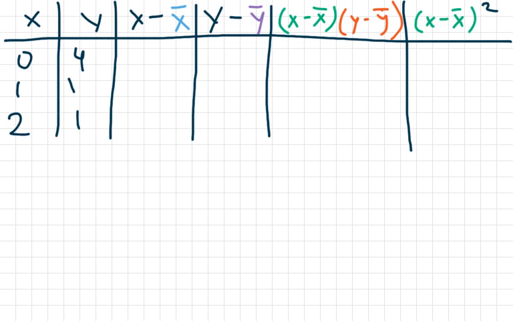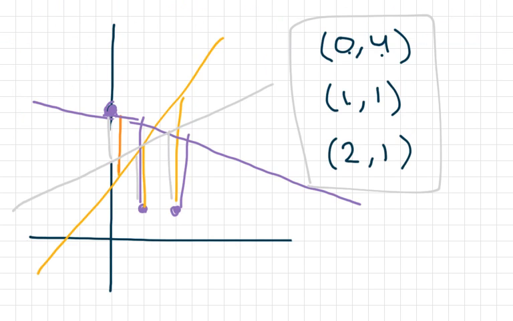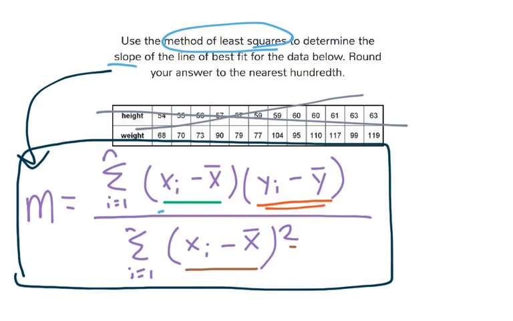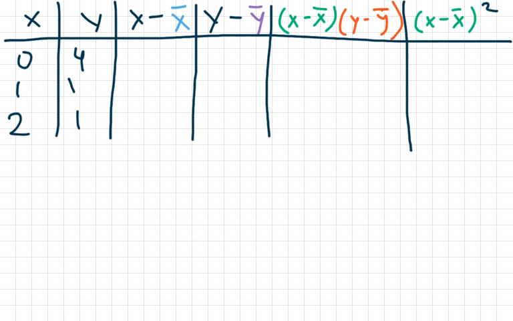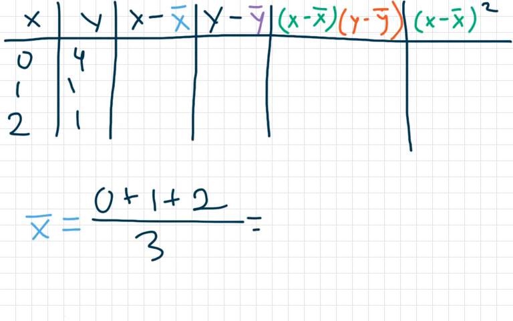Next, to fill in the next column, we need each x value minus the mean x value. If we go back to our formula, we see that's right here: each x value minus the mean x value. That's this part right here. So let's find the mean x value by adding all of the x values together, 0 plus 1 plus 2, and dividing by the number of values, 3. So we get 3 divided by 3, which is 1. Okay, so let's write that down. The mean of x values is 1.